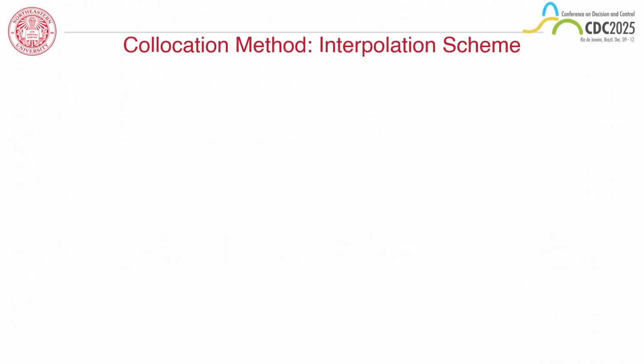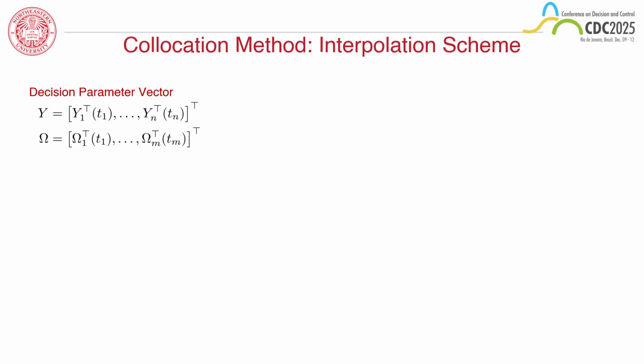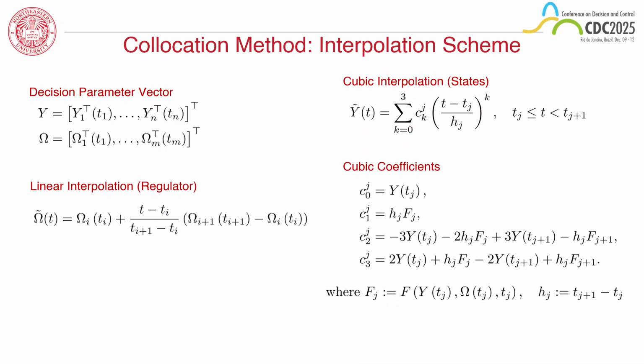So to solve this optimal control problem efficiently, we use a collocation method based on polynomial interpolation. We first form a decision parameter vector y that stacks all the states and regulator inputs at discrete time points, plus the final time tf. The optimizer finds all these values simultaneously. For the regulator inputs, we use linear interpolation between time points. For the states, we use cubic interpolation, which ensures continuous differentiability.